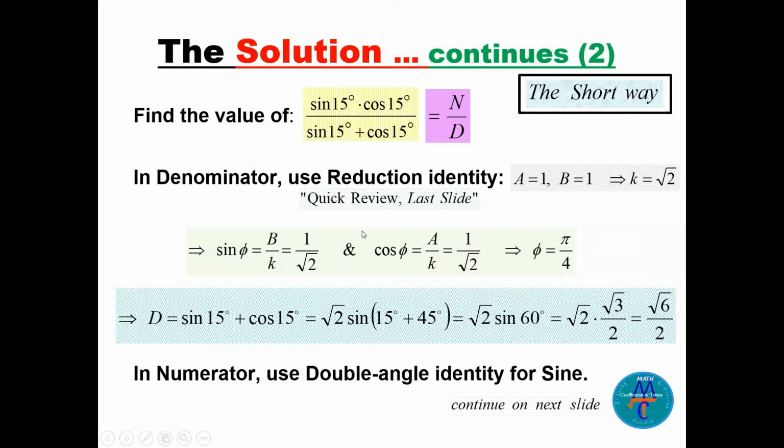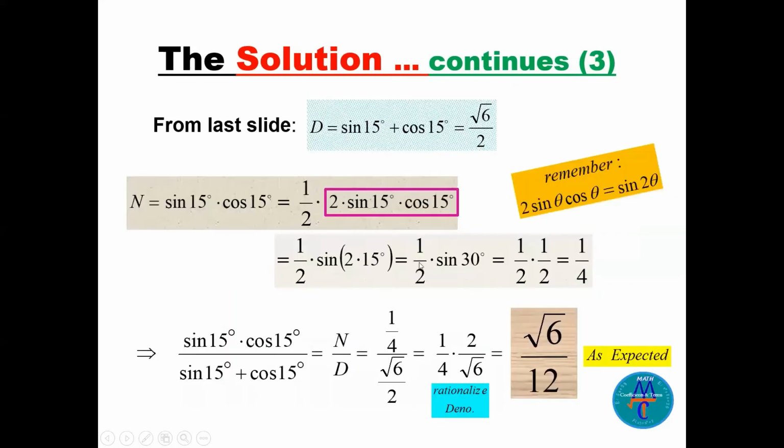In the numerator here, we use double angle identity. In the numerator, I have sine 15 times cosine 15. I know 2 sine theta cosine theta is equal to sine of 2 theta. That's a double angle for sine. But I don't have 2 here in the numerator. So I can put 2, and then I have to put directly times half, because I will not change the question, because half times 2 is 1. So I take the 2 with this sine 15 cosine 15 to make this formula similar, so I can apply it. Inside this rectangle, 2 sine 15 cosine 15 will be sine 2 theta. 2 times 15 will be sine 30, which is half. And we have already another half. So half times half will be 1 over 4. So this is the numerator.